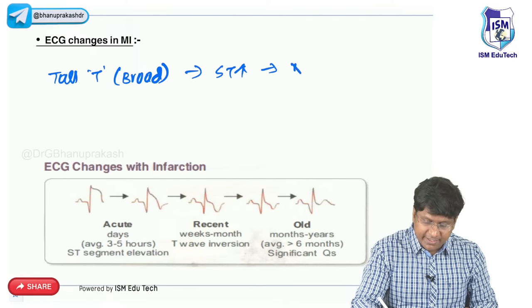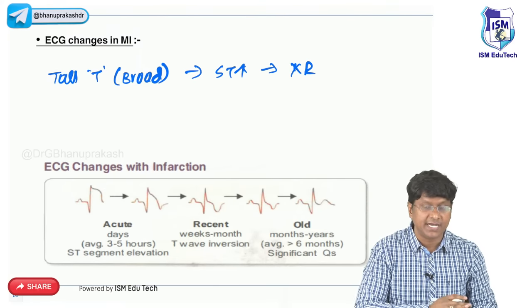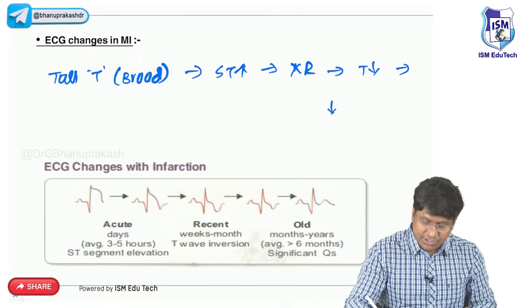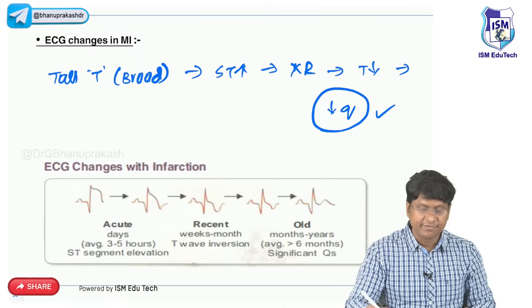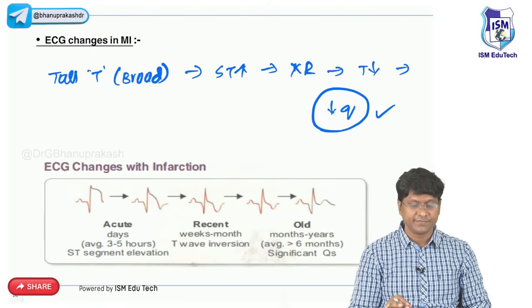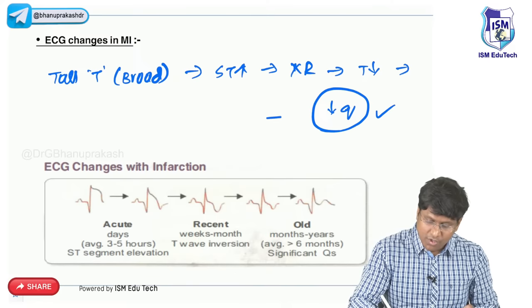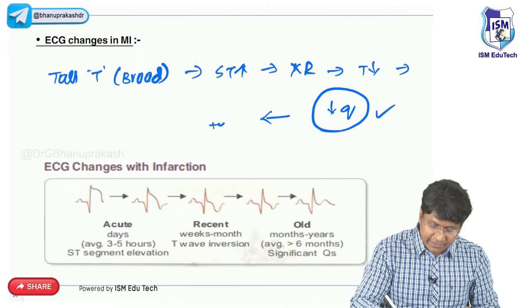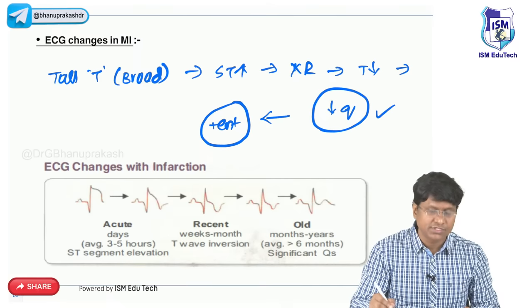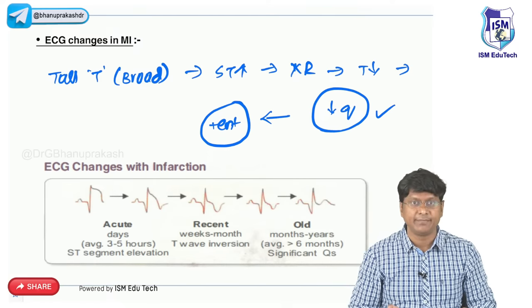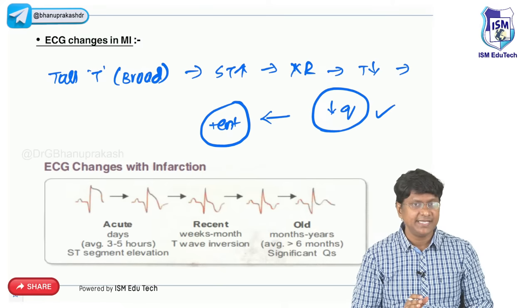Then what are the other changes? There will be disappearance of the R wave, then there will be T wave inversion, then there will be appearance of the pathological Q wave, right? And once the MI has been resolved, all the changes will disappear. Only this pathological Q wave will be present. And only when the pathological Q wave is present, that tells that the individual is having the old MI. So these are the ECG changes in MI, right?